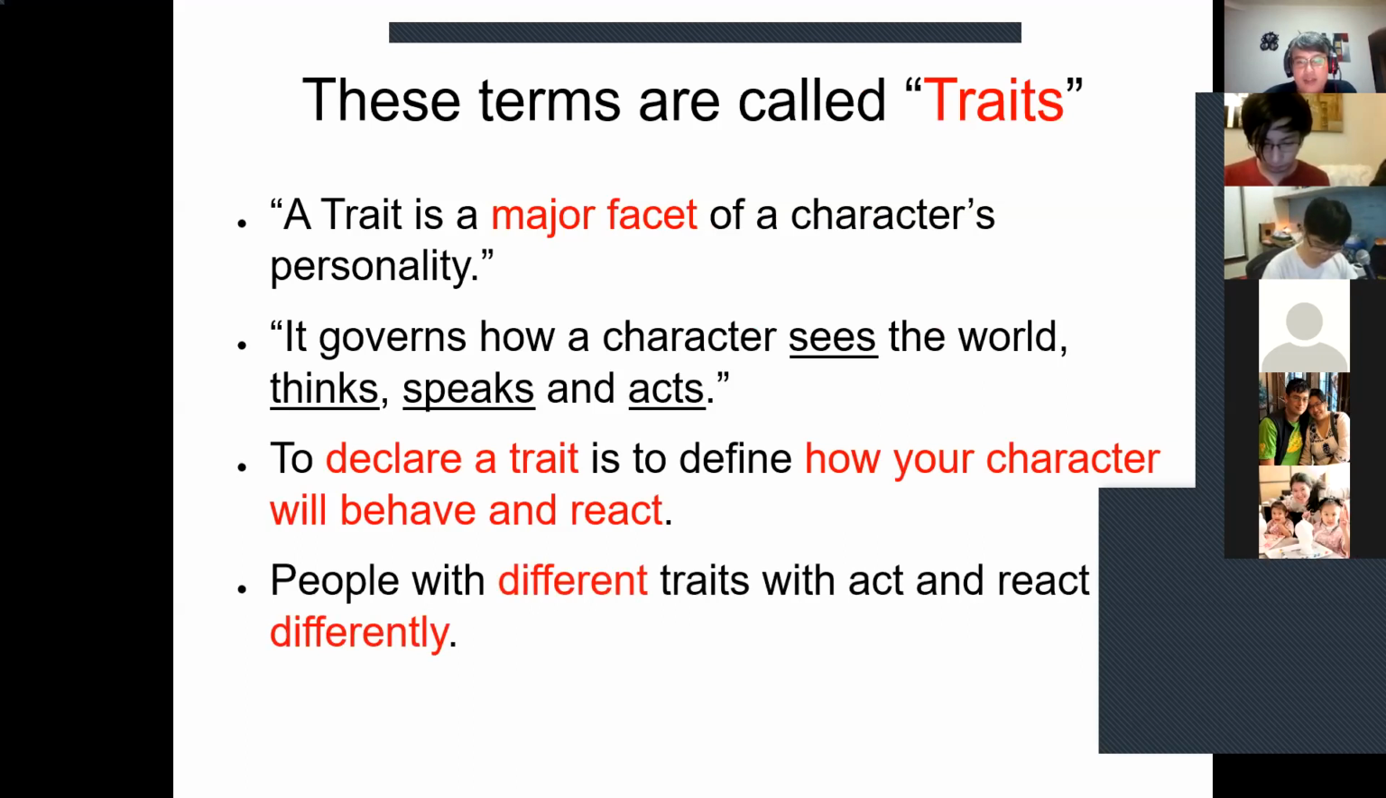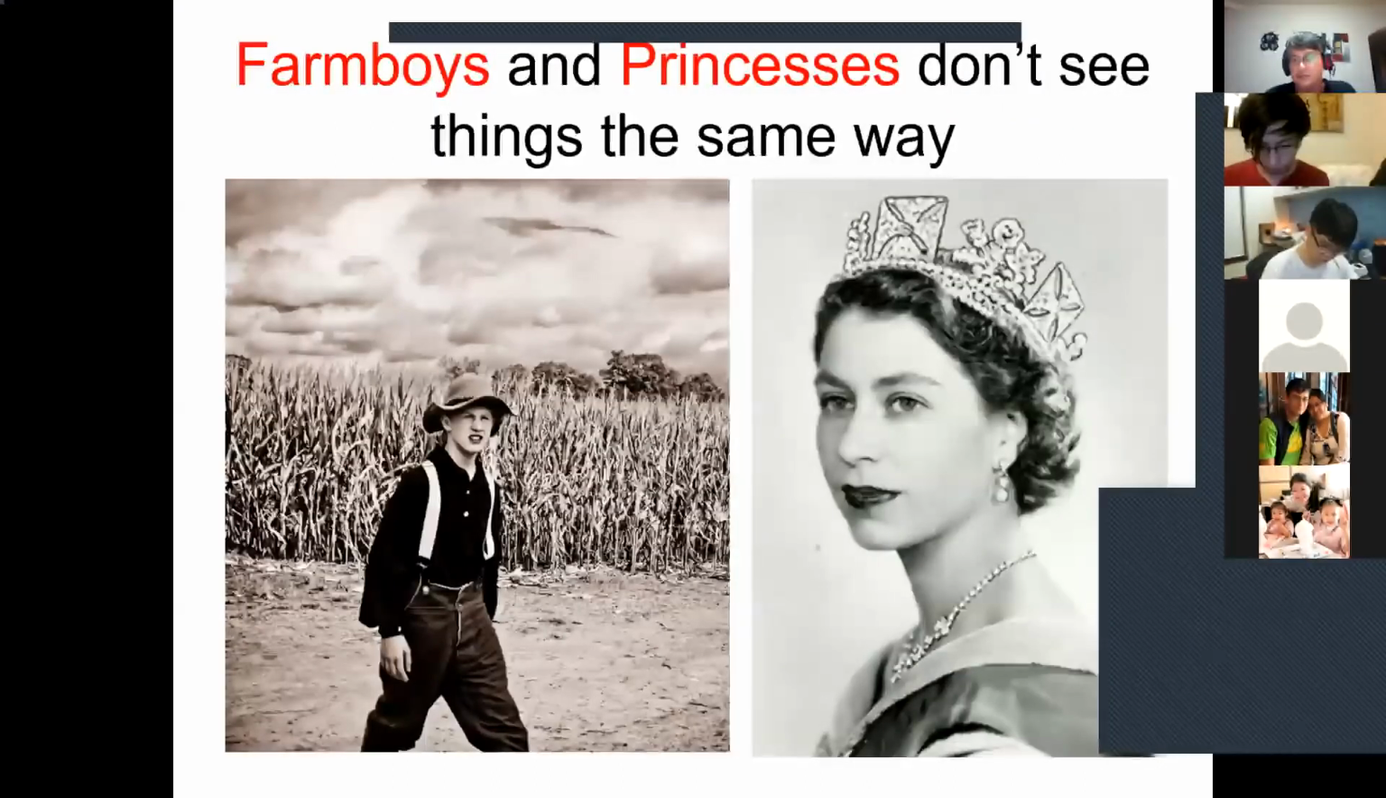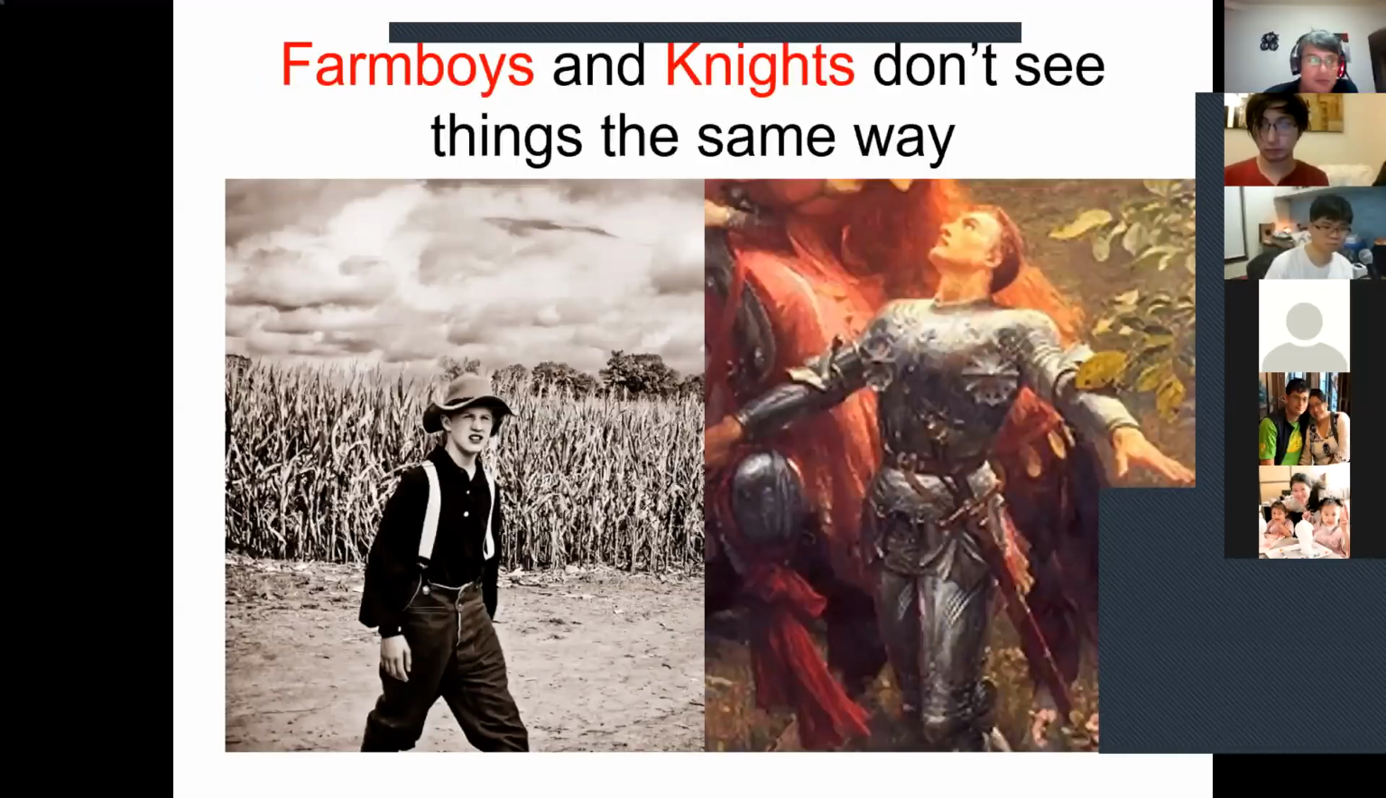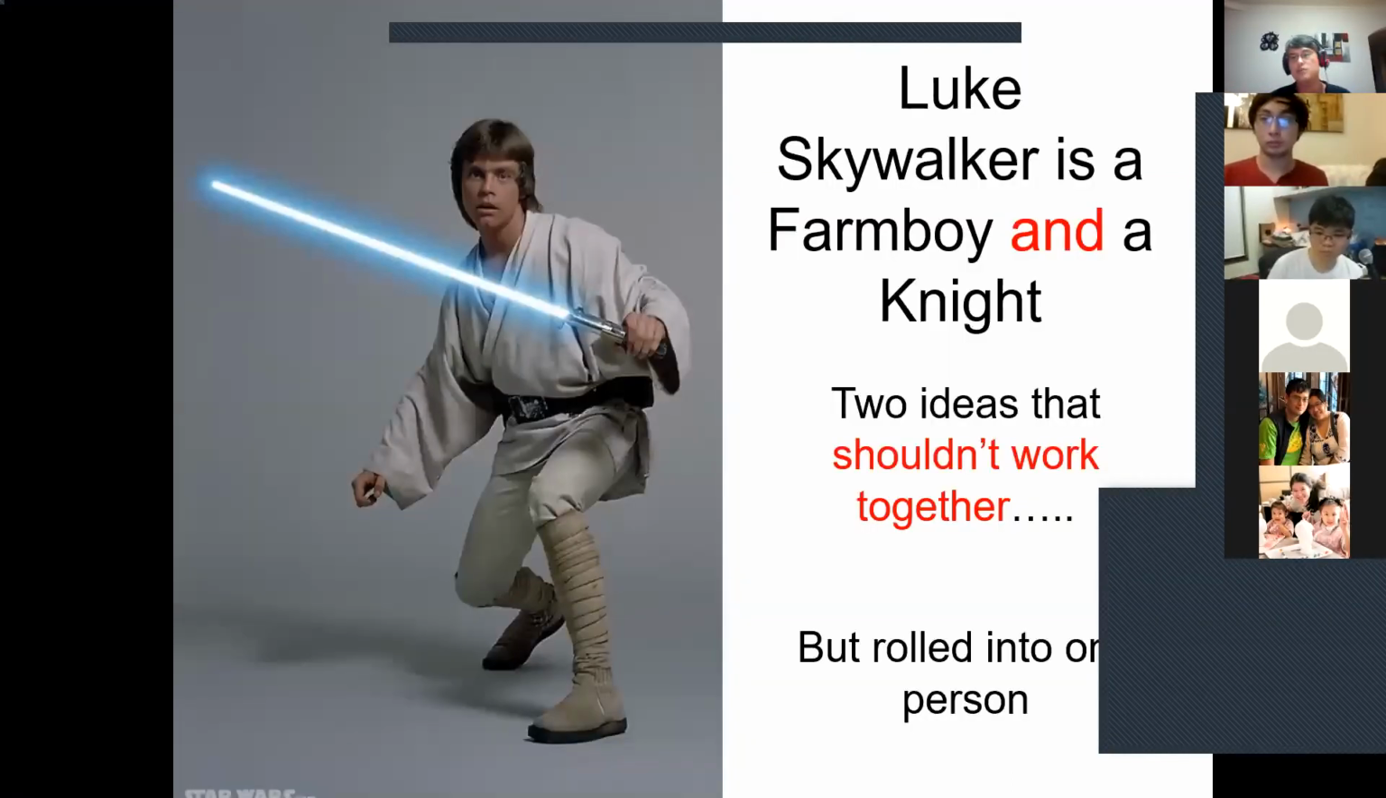So the core point is that these traits determine your character, and different traits will determine how people react to different things. Simplistically, your farm boy does not see this world the same way your princess would. A farm boy and a knight or a soldier, a warrior, are not going to see the same thing the same way. So when you look at Luke Skywalker, farm boy and a knight and a warrior, they should not work. But when you combine them into one character, you get essentially what is an interesting character.